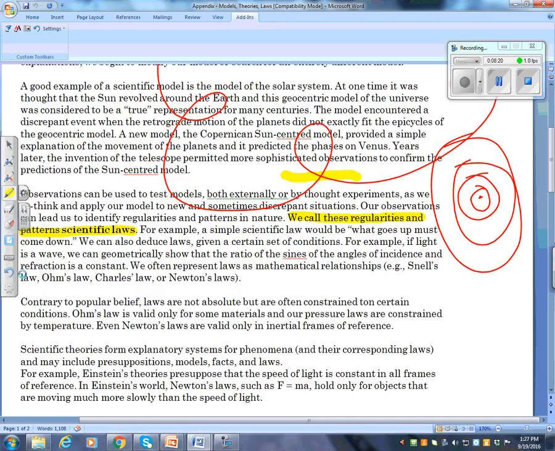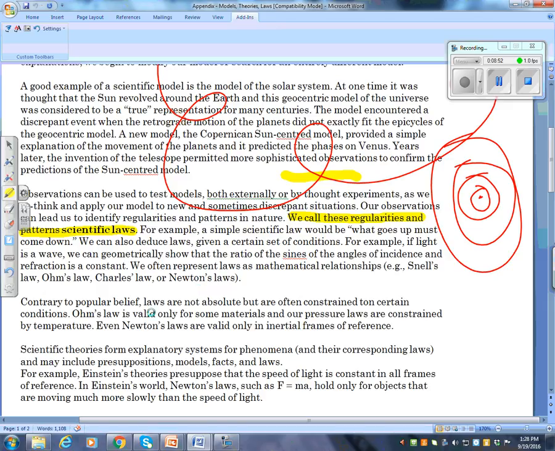Again, going into non-English, making weird noises kind of stuff, right? It's called Snell's law. We often represent laws as mathematical relationships: Snell's law, Ohm's law, Charles' law, Newton's laws. All of these laws make predictions, sometimes mathematical. Snell's law is about the wave property of light. You know how when you put a pencil in water and it refracts, it bends? That's Snell's law applied there.